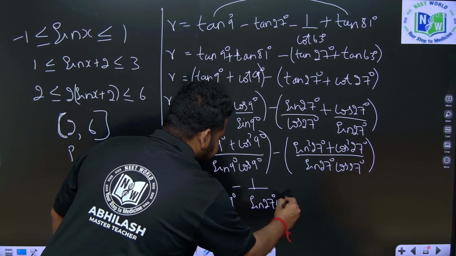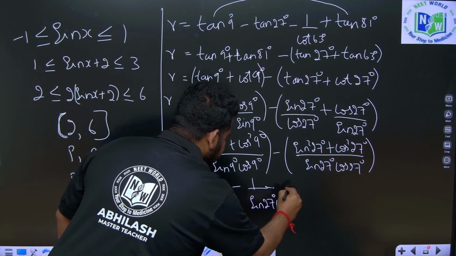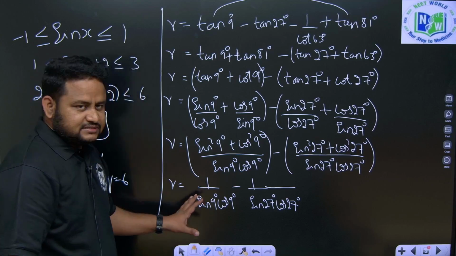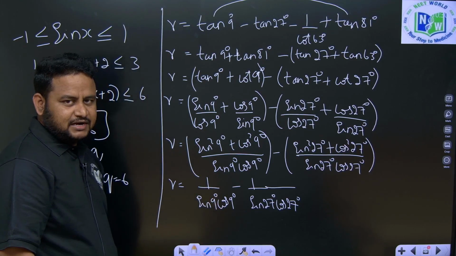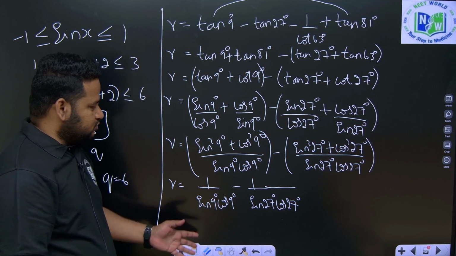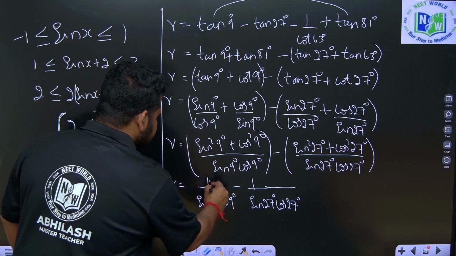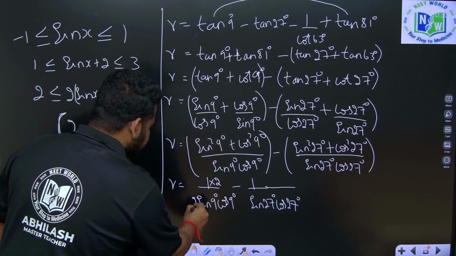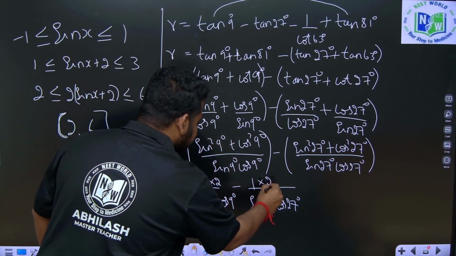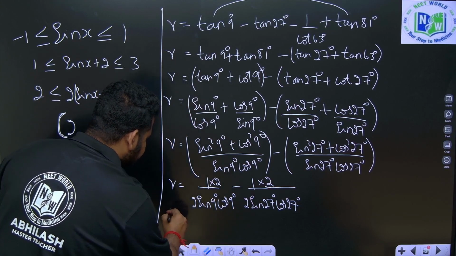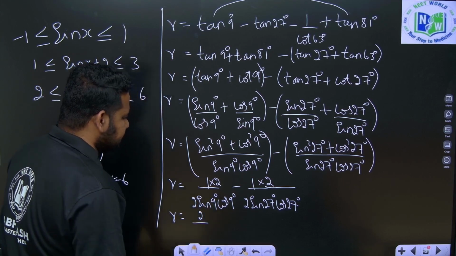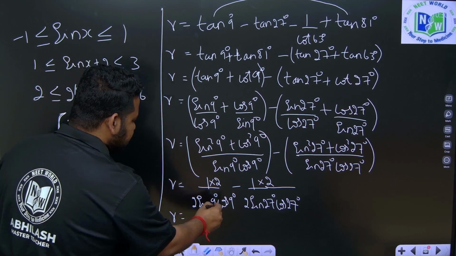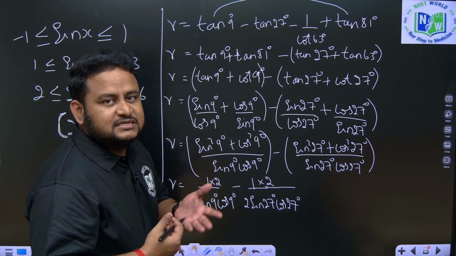While telling in the concepts class, I told you whenever we get sin A cos A, we have to multiply and divide by 2. That time we will get sin 2A. So here also I can multiply by 2 and divide by 2, here also multiply by 2 and divide by 2. So I will get R is equal to 2 by 2 sin A cos A, which is nothing but sin 2A. So sin 2 times 9 degree is sin 18 degree.